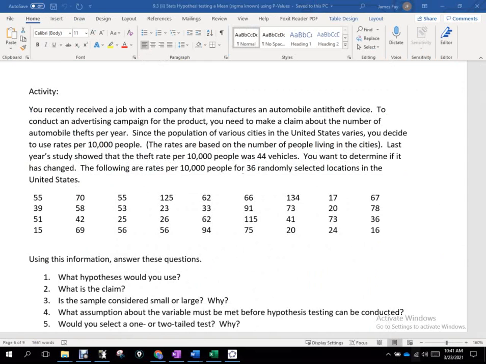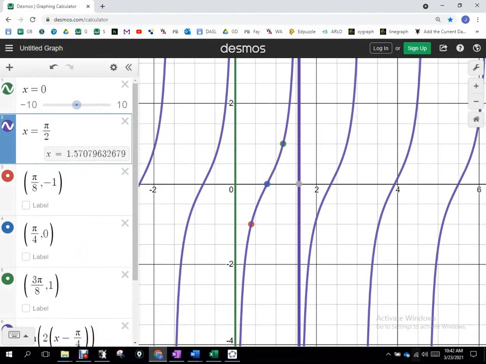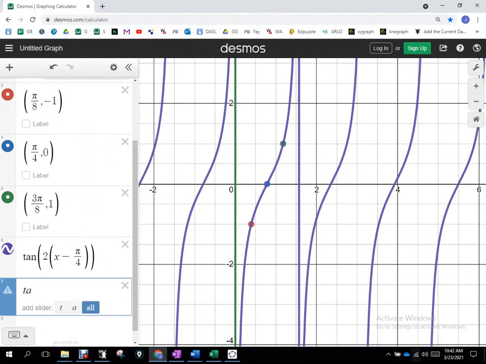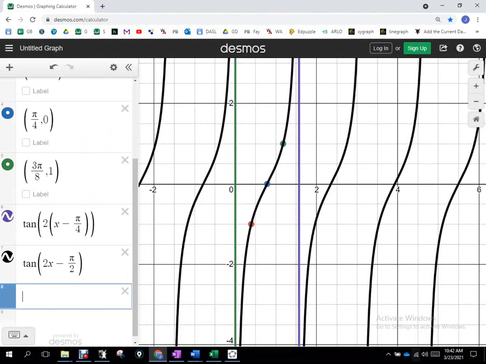here, the 1 period of tangent of 2 times quantity x minus pi over 4. Okay? Just be cautious, because there will be times where they write tangent of 2x minus pi over 2. And it's the same thing. So in this one they factor the 2 out. In this one the 2 is in there. All right. That kind of makes sense? Yes.